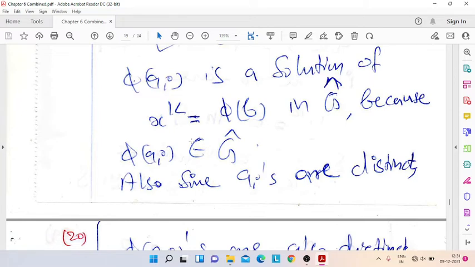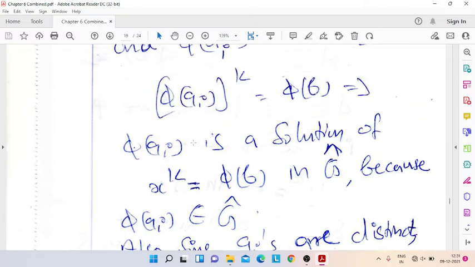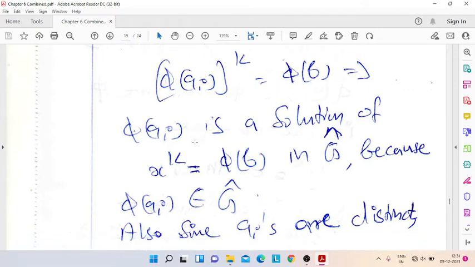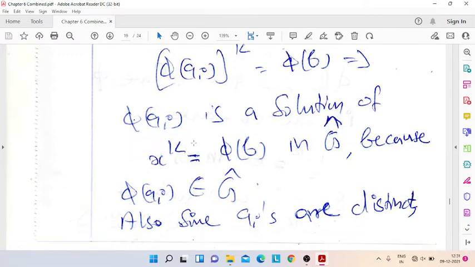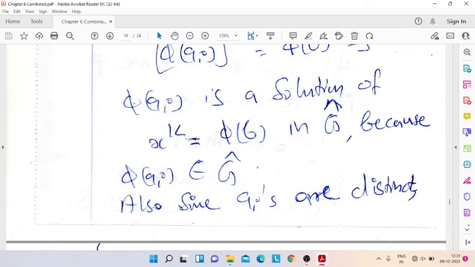Therefore, whenever a_i is a solution of x^k = b, then φ(a_i)^k = φ(b). That gives that whenever a_i is a solution, then φ(a_i) is a solution of the equation x^k = φ(b).